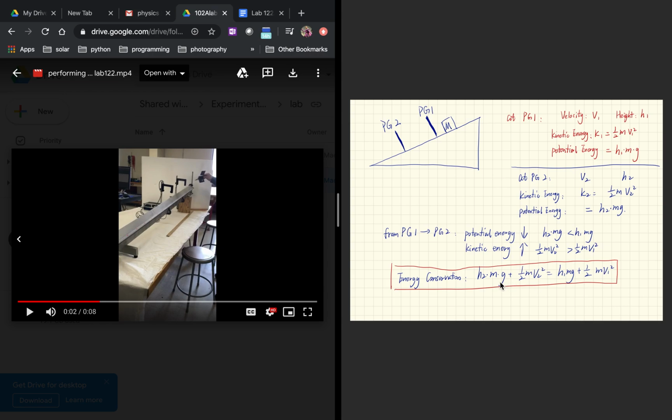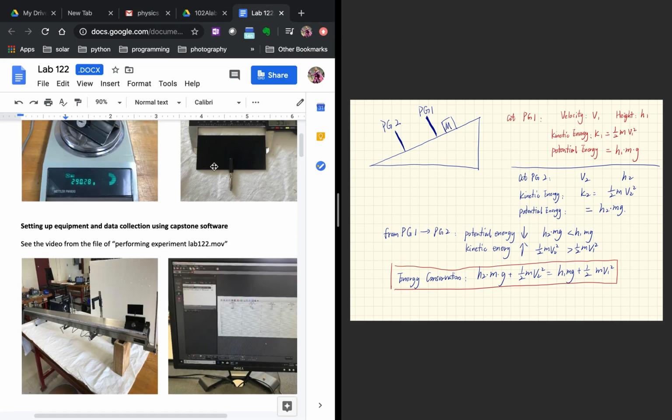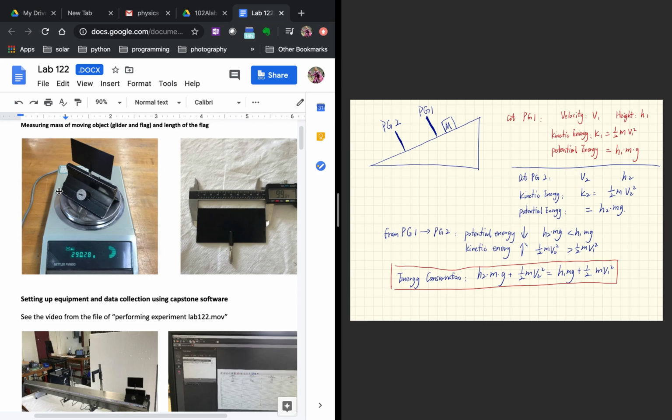Okay, so we have five measurements: H2, m, V2, H1, and V1. So let's look at how to measure these. The first is the measurement of the mass of the glider. The readout is going to be 290 grams, which is 0.29 kilograms. That will be the m.